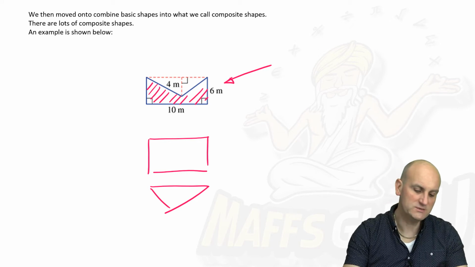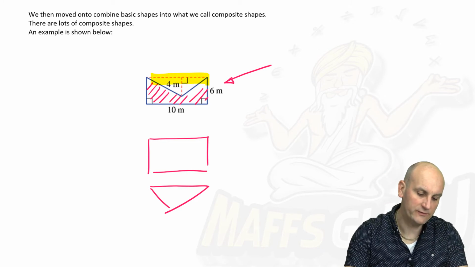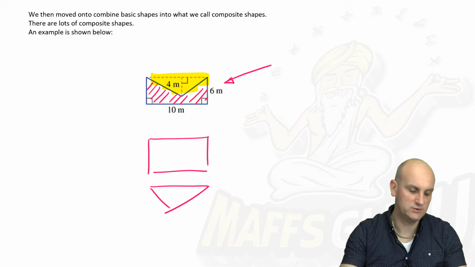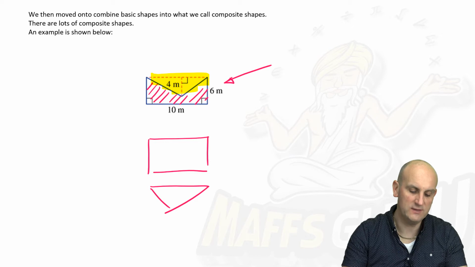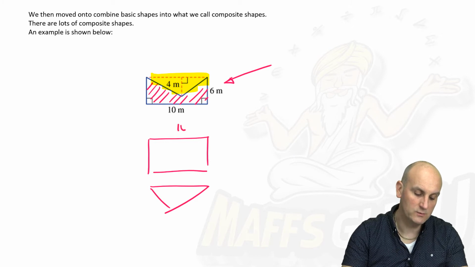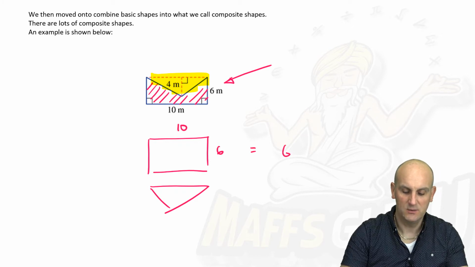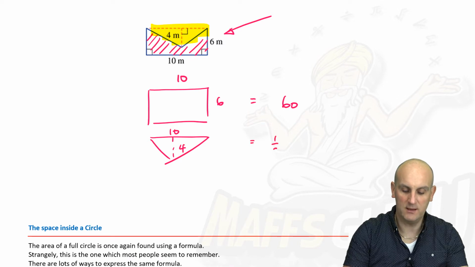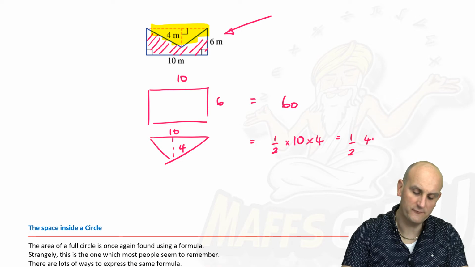Why? Well, because we've cut out the area of this triangle. So when we cut it out of a shape, we would have to subtract it. How would we do that? Well, we would know the area of our rectangle was 10 by 6, which is 60. Can we find the area of my triangle? Well, we know that that height was 4, and we knew the base was 10. So again, that would be a half times 10 times 4, which would be a half of 40, or 20.